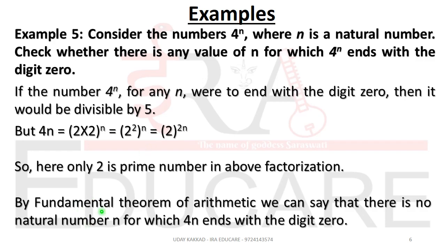So by the fundamental theorem of arithmetic, we can say that there is no natural number n for which 4 raised to n ends with the digit 0, because if it ends with 0, one factor must be 5, but here the factor is only 2.